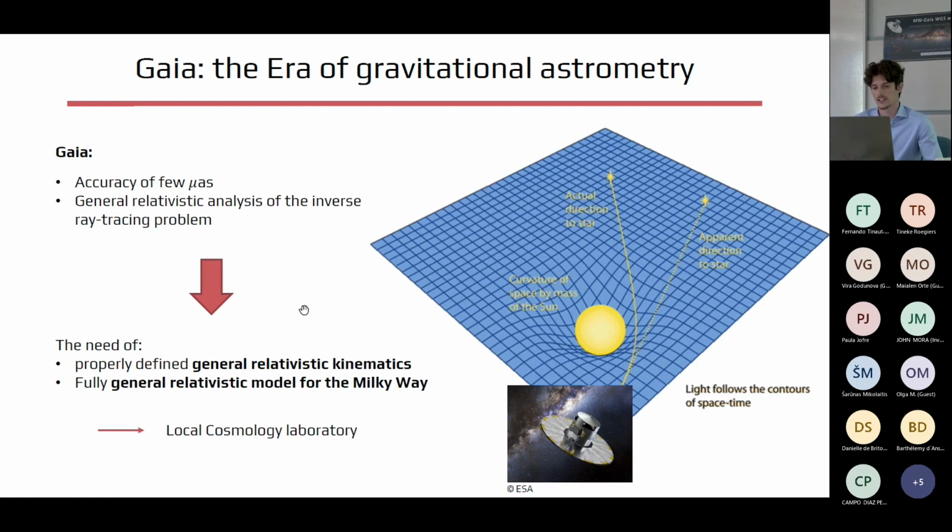Therefore, given the fact that Gaia data are fully general relativistic, we need a general relativistic model also for the Milky Way, as well as properly defined kinematics in the general relativistic framework. This would allow us to have a local cosmology laboratory against which any model of the galaxy can be tested.